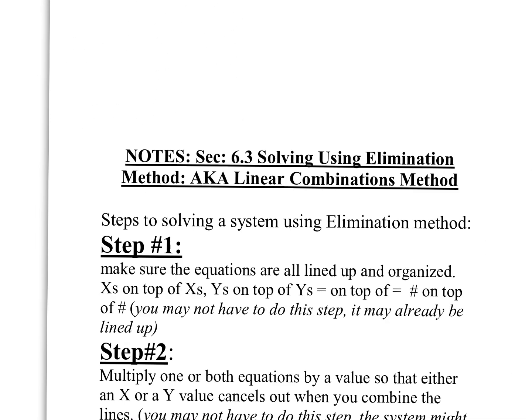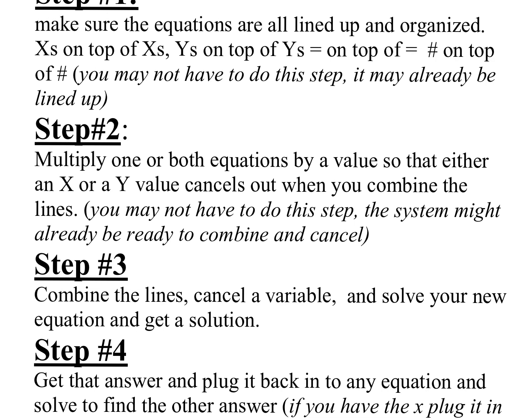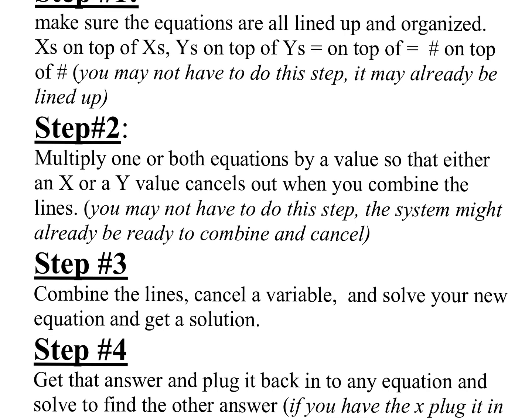What is step 2? It says multiply one or both equations by a value so that either an x or a y cancels out when you combine the lines. You may not have to do this step. The system might be already ready to combine and cancel.